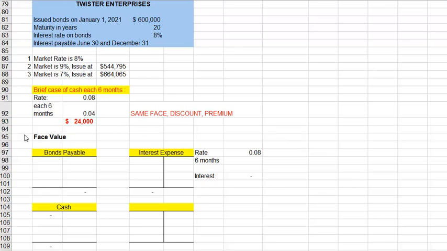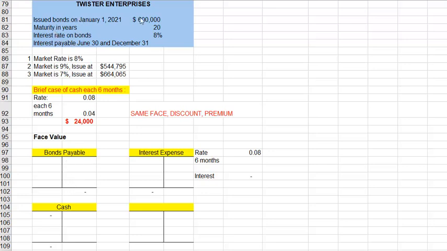Now, let's look at this bond in face value. Face value means the market rate is the same as the stated rate. So let's do this problem. I have T accounts here. I find T accounts to be extremely helpful when doing these bond calculations. So once we populate these T accounts, we will also do the journal entries.